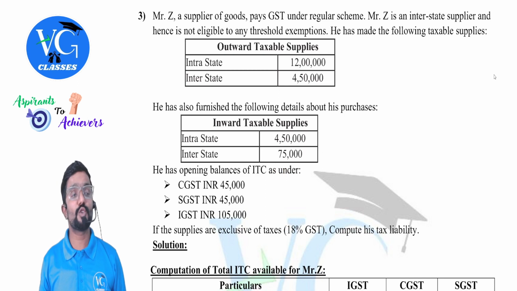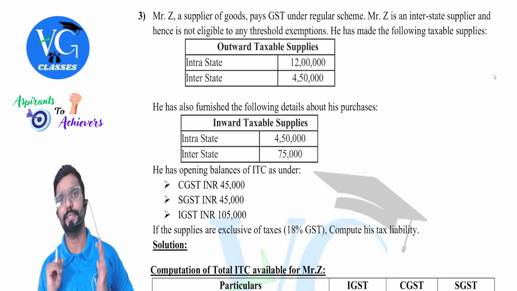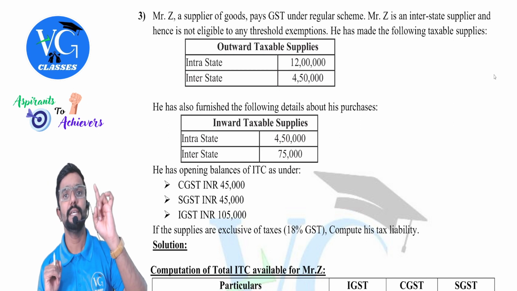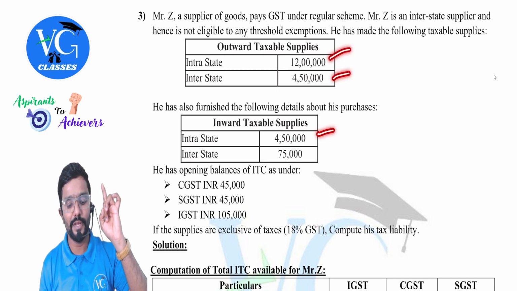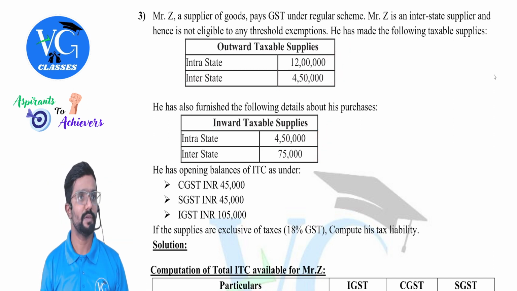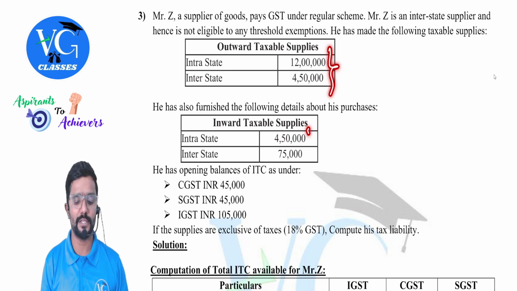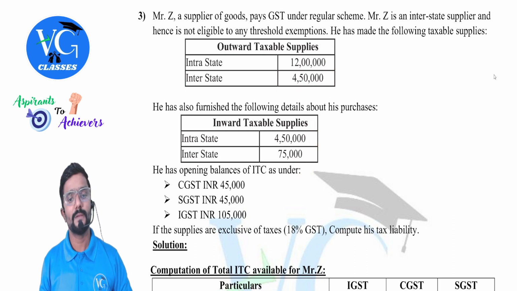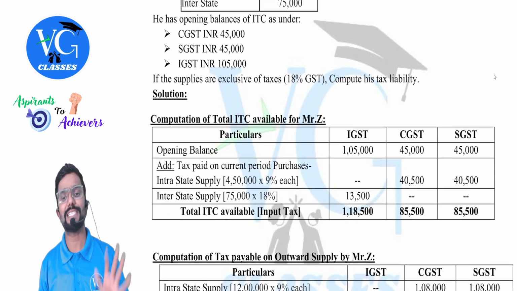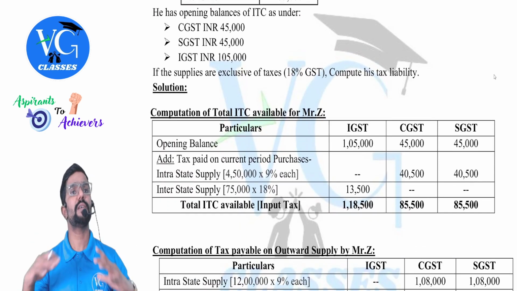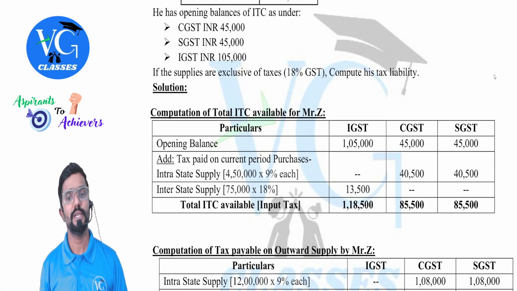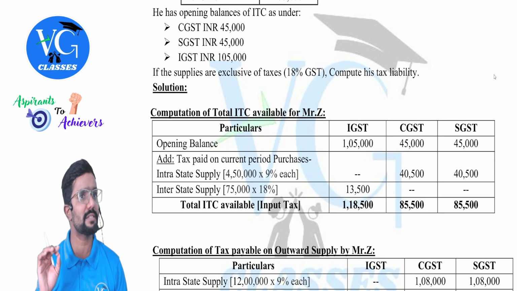If the supplies are exclusive of taxes, with GST at 18%, compute the GST liability. Okay, guys, they are telling us that whatever values are given here are exclusive of GST. That means we need to apply the percentage of GST on these figures. They have just asked to compute the GST liability. There might be different ways of asking the questions, we will see that. Now they are asking to calculate the GST liability.